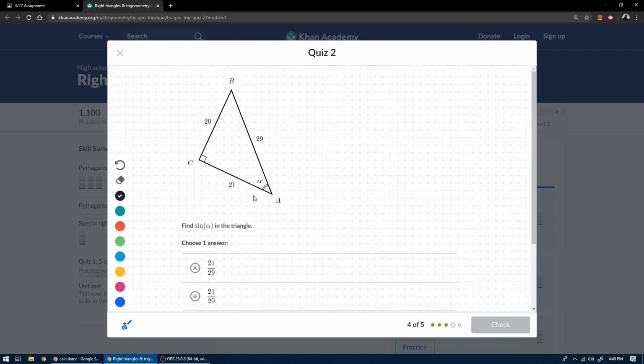Find sine of alpha. Okay, so I'm looking at this angle. First of all, the hypotenuse. What's the largest side? Easy enough, 29 is the largest of the three. Okay, look at alpha. Well, what's sine? Sine is opposite over hypotenuse.